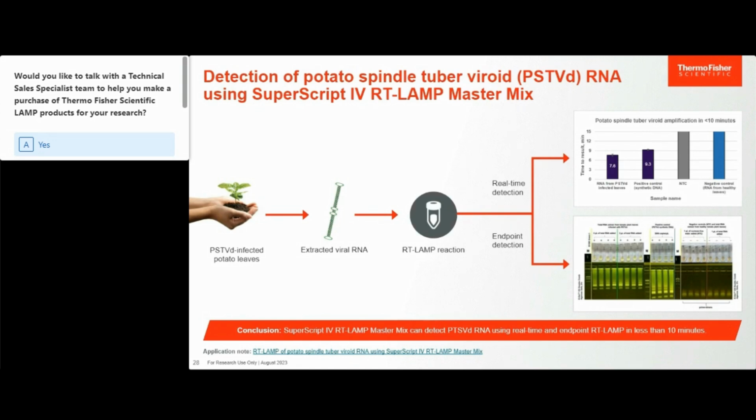Furthermore, if you're interested in a more detailed description of the experiment, we suggest reading the application note that is called RT-LAMP of potato spindle tuber viroid RNA using SuperScript IV RT-LAMP Master Mix.